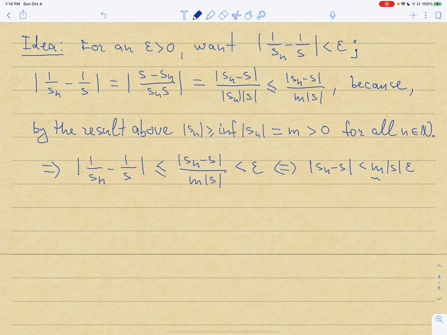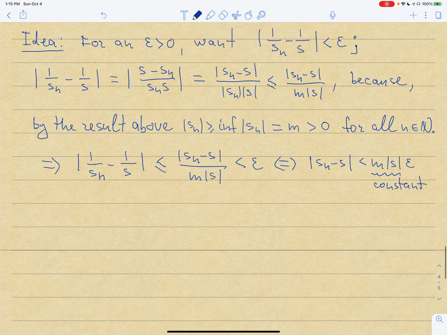Now, m times the absolute value of S is a known constant, and Sn minus S I can make as small as I wish. So then this fact should allow me to make |1/Sn − 1/S| as small as I wish. And so now let's convert this to a proof.